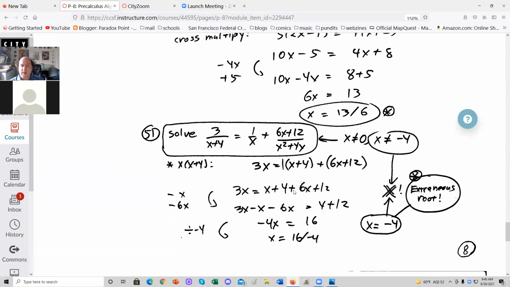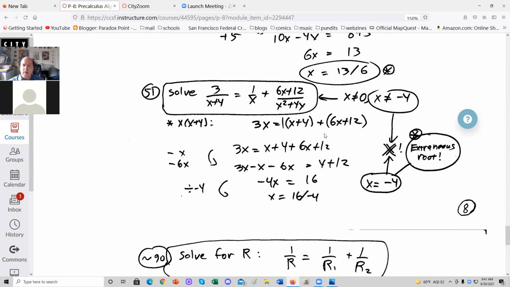Here we have 3 over x plus 4 equals 1 over x plus 6x plus 12 over x squared plus 4x. Now this factors into x times x plus 4. So we have to consider 0 and negative 4 to be ruled out from the beginning. We multiply throughout by x plus 4. On the left side, we get 3x equals, on the right side, 1 times x plus 4 plus 6x plus 12.